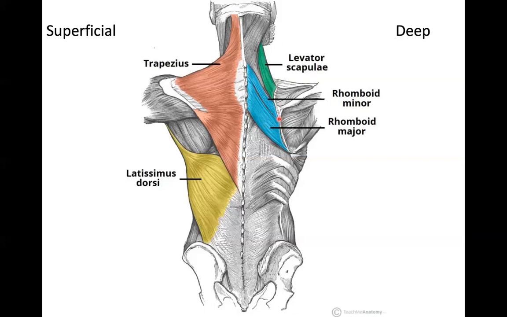And these both function to retract or adduct the scapula, and they can also, because of their oblique orientation, contribute to downward rotation, dropping the point of the shoulder. So they pull the scapula toward the vertebrae, they pull the insertion toward the origin, and they can also contribute to downward rotation of the scapula, that is, dropping the shoulder.